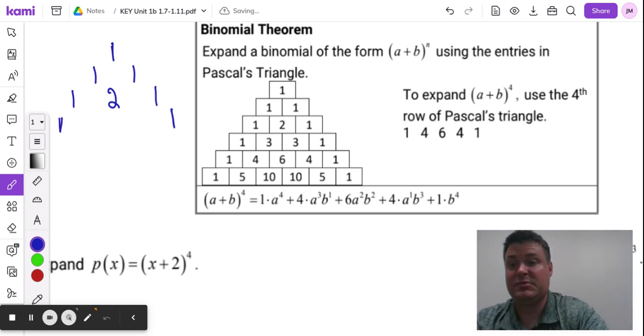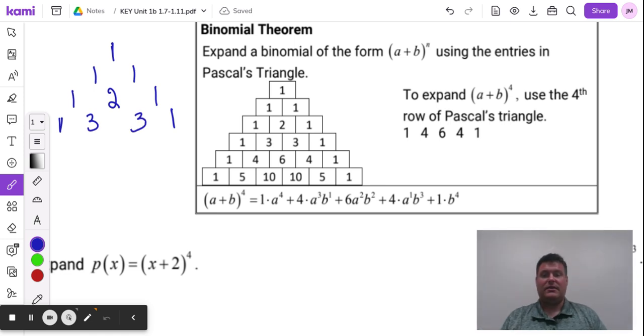Then add the numbers between 1 and 2, we get 3. Add the numbers between, we get 3. And so on and so forth. And you can see that with the Pascal's triangle that's already on your screen for you. Okay, so that's the first part.